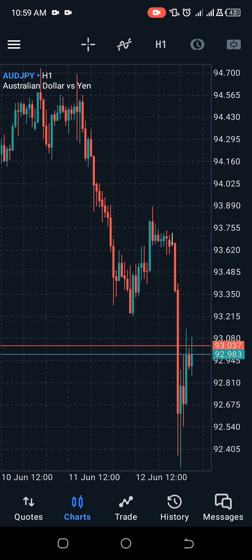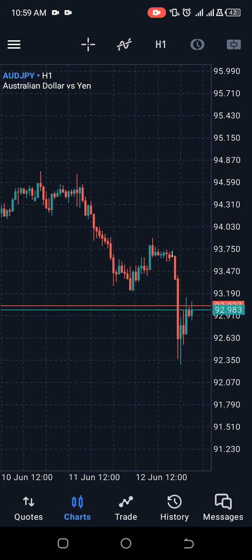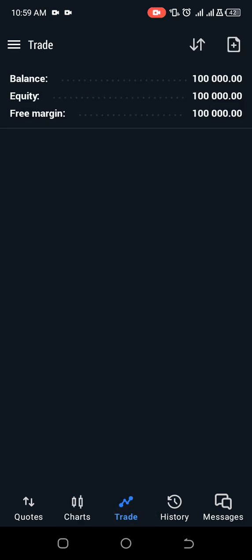This is where we make money from, right? So when you deposit the money, it comes here. When it comes here, this is your actual money, the balance, right? If you open a demo account, they give you virtual money.